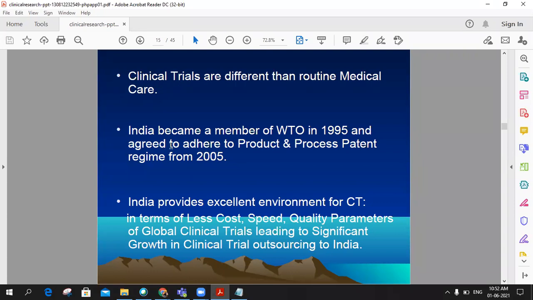India became a member of the WTO in 1995 and agreed to adhere to the product and process patent regime from 2005.